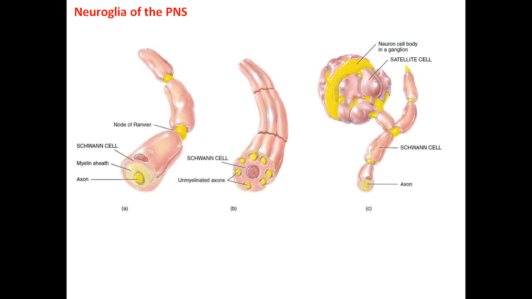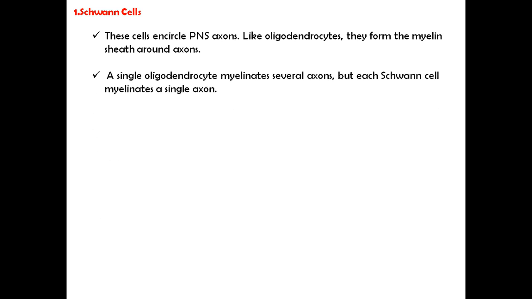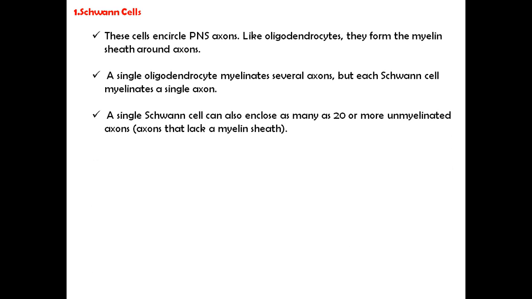Neuroglia of the PNS include the satellite cells and the Schwann cells. First one is the Schwann cells. These cells encircle the peripheral nervous system axons. Like the oligodendrocyte, they form the myelin sheath around the axon. A single oligodendrocyte myelinates several axons, but each Schwann cell myelinates a single axon. A single Schwann cell can also enclose as many as 20 or more unmyelinated axons.